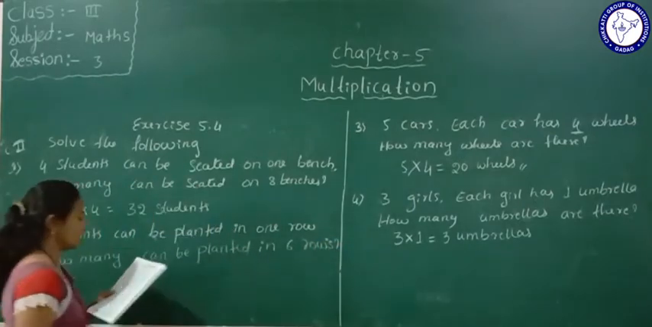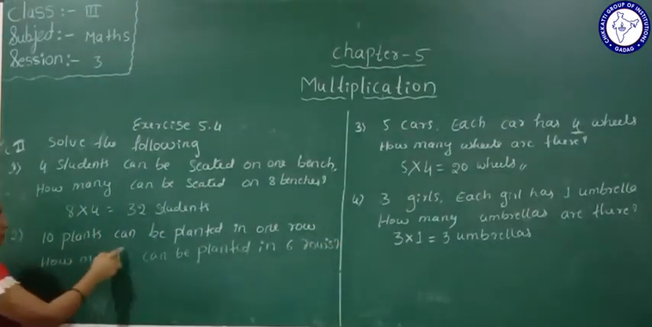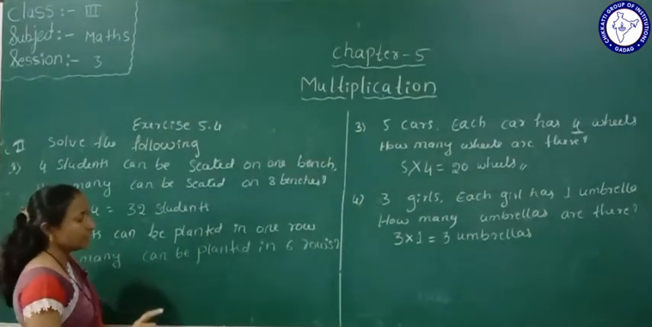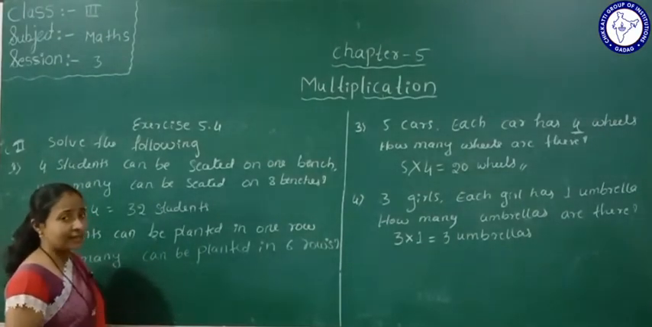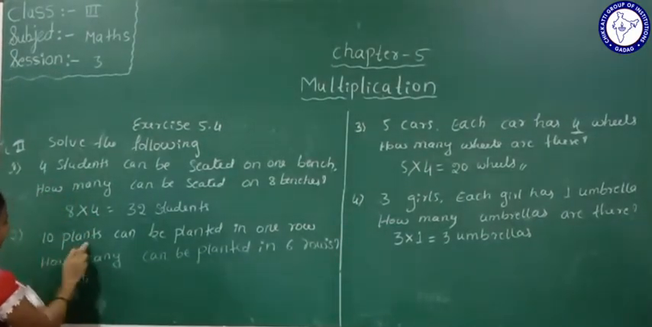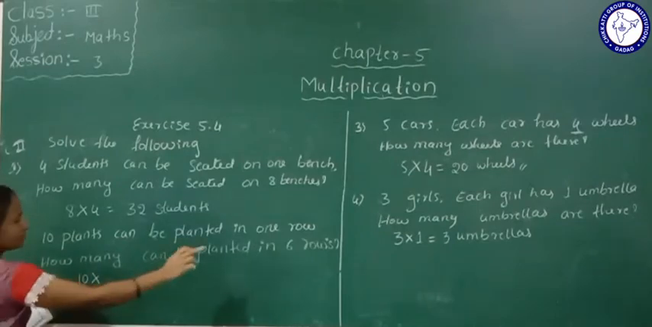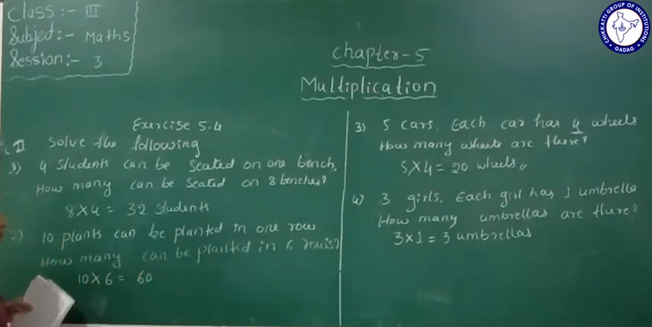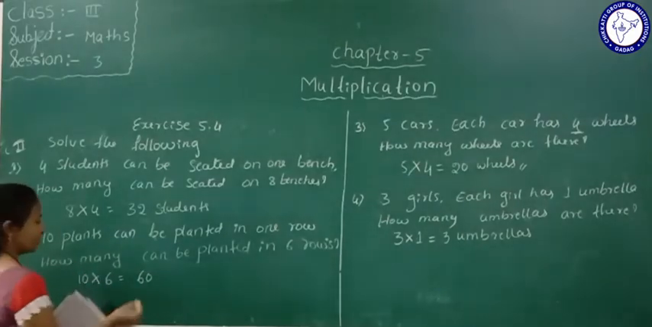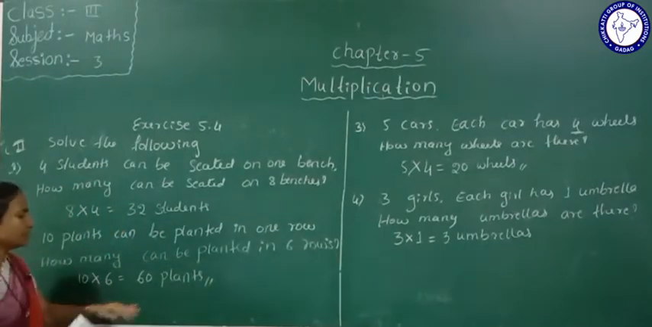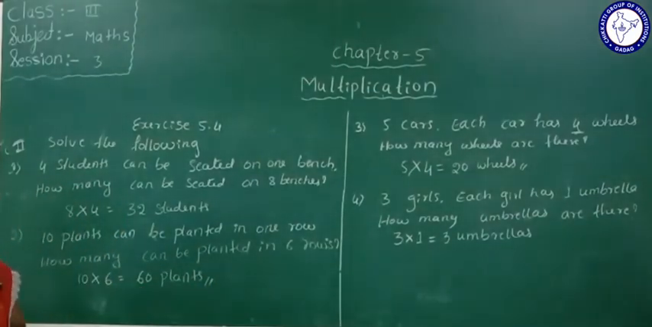Yes, see, they have given here 10 plants can be planted in one row. Like in 6 rows, how many plants? Yes, see here students, 10 plants in one row. 6 rows equal to how much? 10 sixes are 60 plants. So 60 plants can be planted in 6 rows. Understand? Okay. Next one.